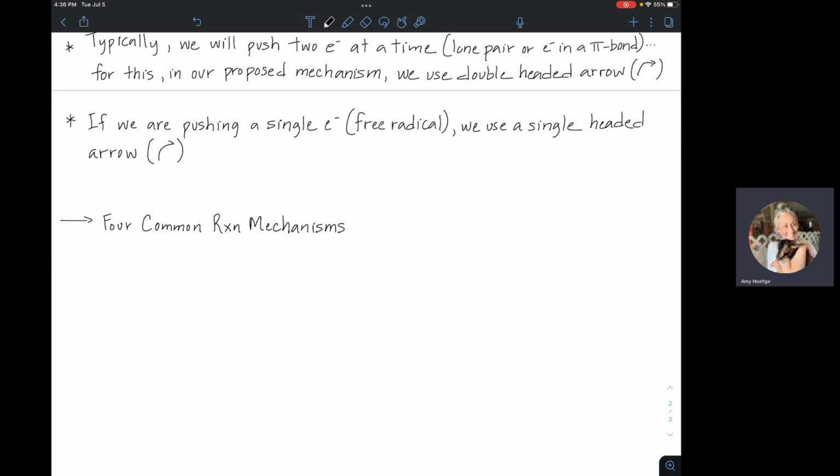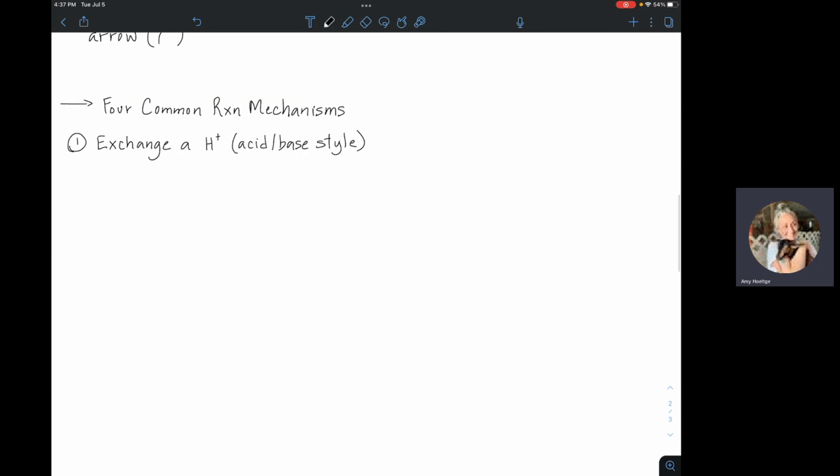in this class. The first one, might as well start out with just the Gen Chem review. Again, we're going to be exchanging a proton, acid-base style. And I'll put in parentheses acid-base style, because we will have another common reaction mechanism where this isn't done like an acid-base reaction. But this one will seem probably familiar to you because you did acid-base chemistry in Gen Chem.